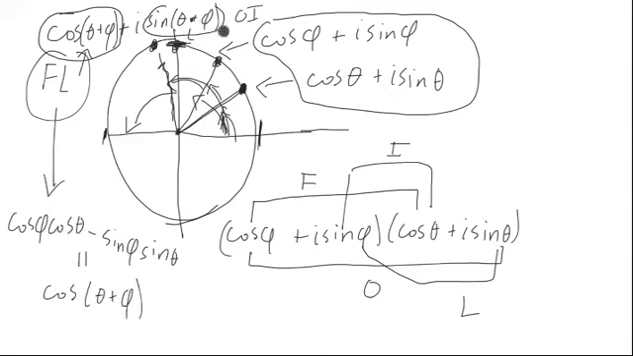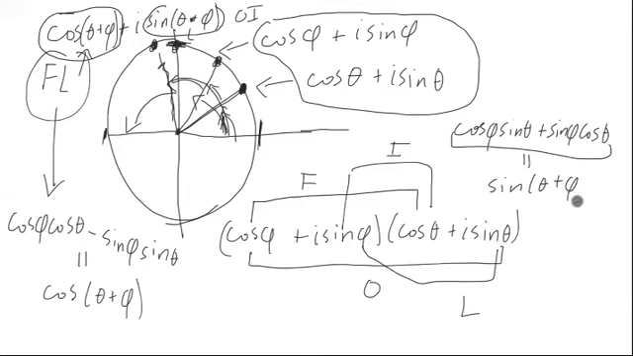Now, for the OI part, we simply get O and I, and notice that we just want the coefficient. Since this is the coefficient of i, we just want the coefficient of i here as well. So we can ignore the i's and just do it. So it's cosine phi times sine theta, plus sine phi cosine theta. And this right here is equal to sine of theta plus phi. Okay, so we have our two identities.